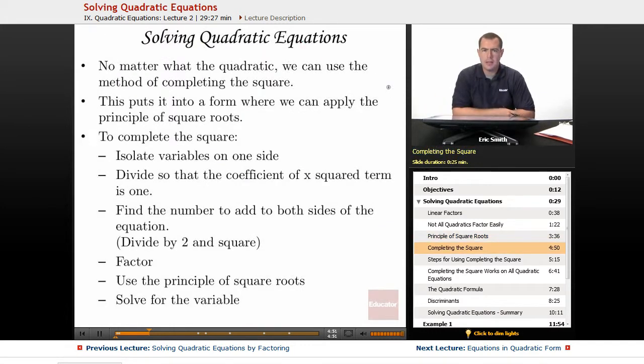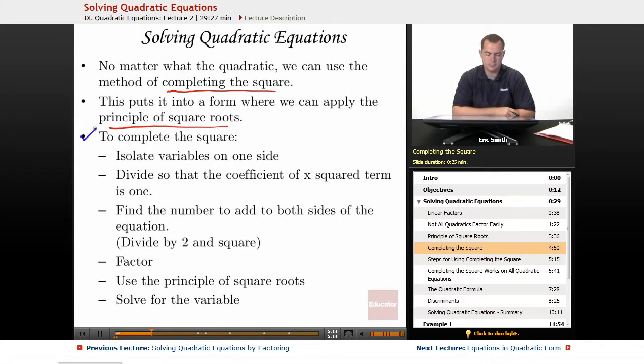Now for more complicated polynomials, we'll have to use a very special technique. This one is known as completing the square. What completing the square does is it puts it into a new form, and we can simply apply the principle of square roots to that new form. The process of completing the square is a little bit lengthy, so let me walk you through how completing the square works.